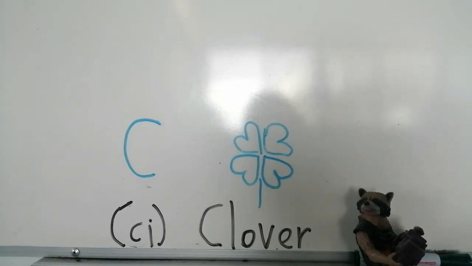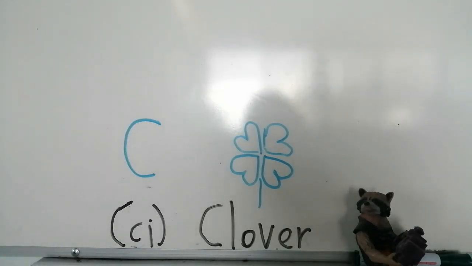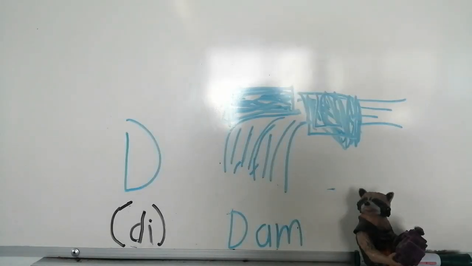C, like this leaf, which is called clover, which gives you good luck. Well, that's what it's supposed to be. Okay, clover with the letter C. All right, next letter is going to be D.